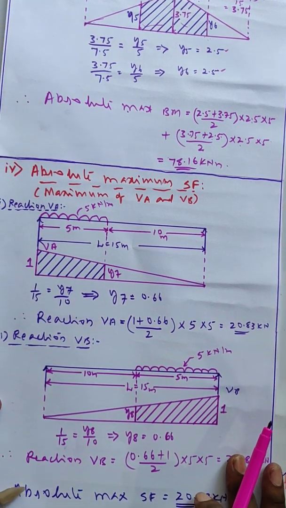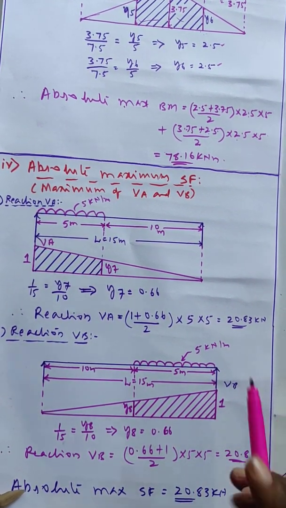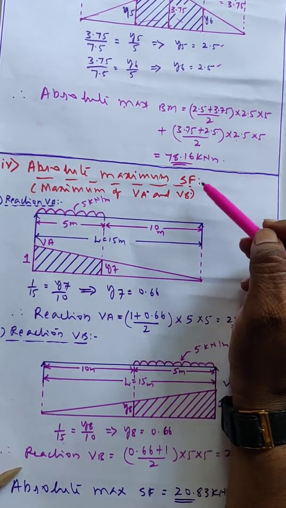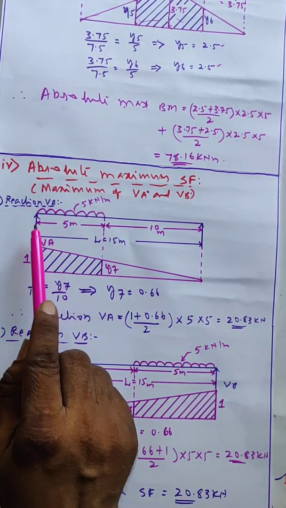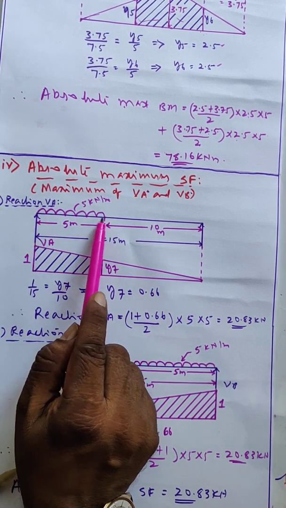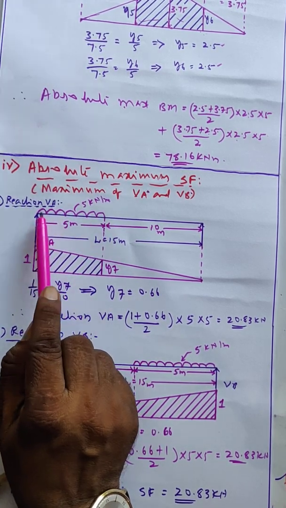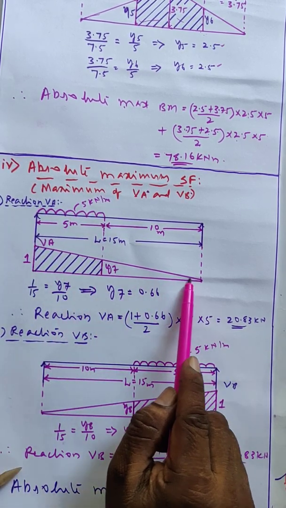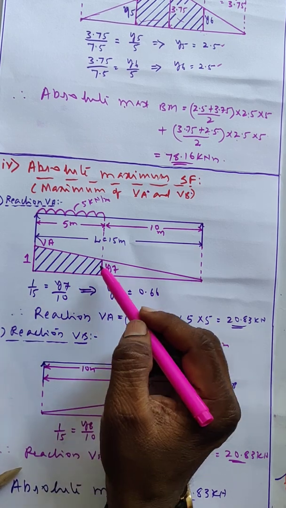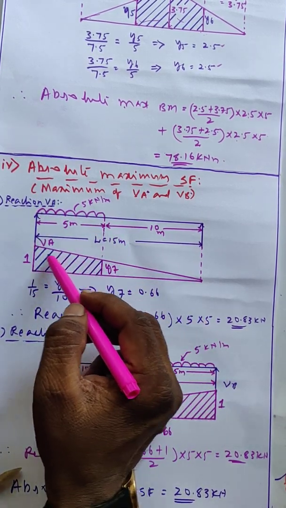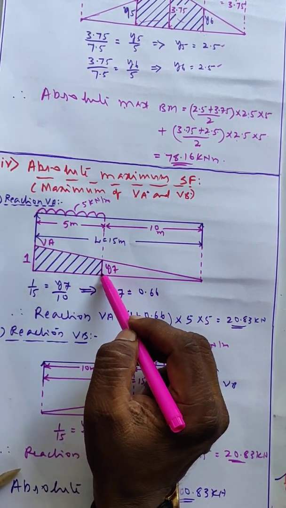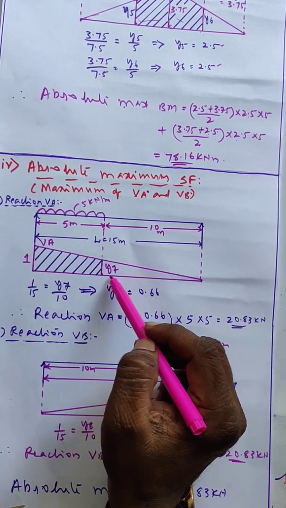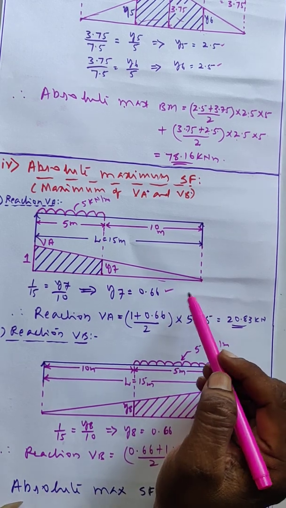Now we have to calculate absolute maximum shear force. Absolute maximum shear force is nothing but maximum value from reaction VA and VB. First we will calculate reaction VA. So for reaction VA we have to keep the UDL near the point A for getting maximum shear force at A. This is the ILD for shear reaction. Then, since this is the UDL, we have to consider the area of the ILD. This y7 coordinate I have to calculate: 1 divided by 15 equal to y7 divided by 10. From this I got 0.66.